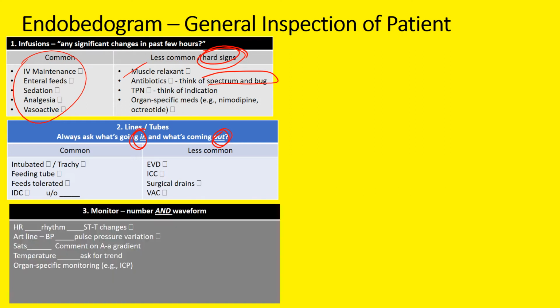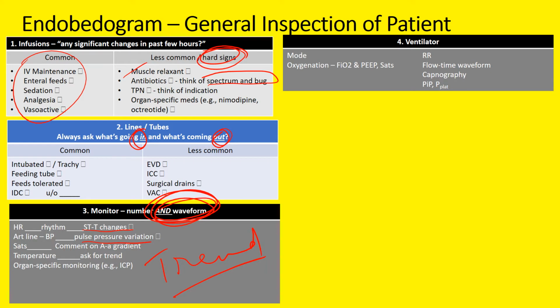Then on the monitor, the common things are the cardiovascular numbers: heart rate, blood pressure, rhythm. Look for the ECG changes. Always interpret the waveform as well, the ECG changes and the pulse pressure variation. Then if you see the SATs, you're going to see the ventilator in a minute, and you can intelligently talk about the AA gradient. Always ask for the temperature. And finally, you finish off by saying, is the trend of all of these numbers representative of the past several hours?